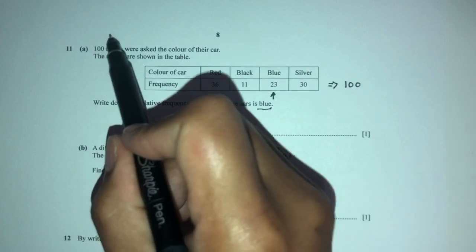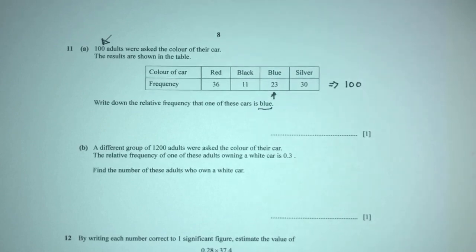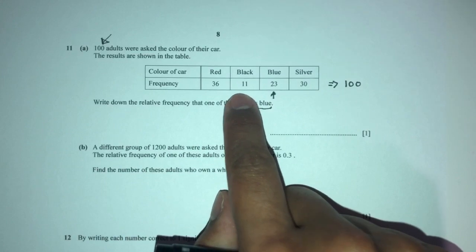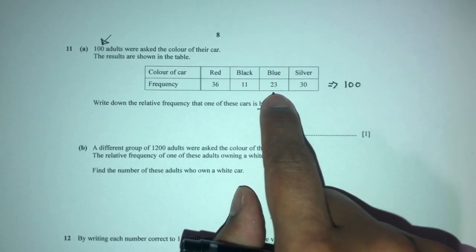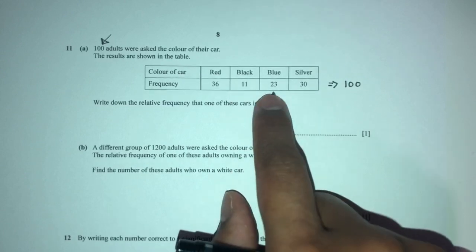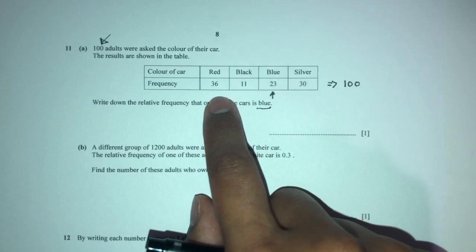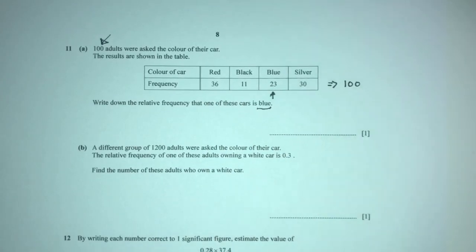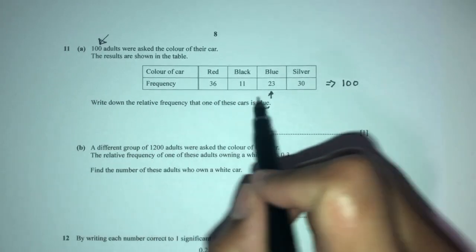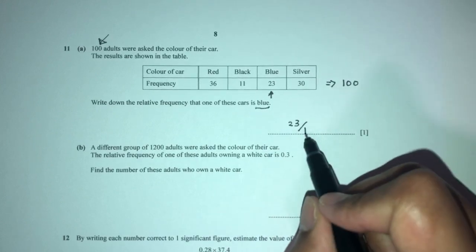We know it is 100, because they were asked what is the color of the cars, unless someone has two or three cars. But if you want to check, you can add them up, right? So 11 plus 23 should be 34. 34 plus this one will be 64, plus this it will be 100. So the sum is 100. It's confirmed, right? Now the relative frequency will be taking the value for the blue divided by the total number of cars.